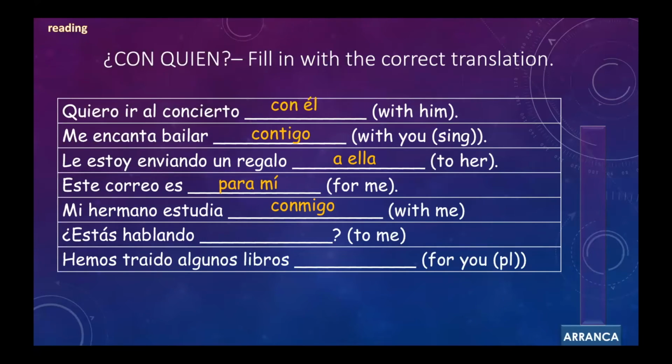Now, this is a good one, the next sentence, because it's estás hablando, and let's see where you got it right. Conmigo. Yes, you might be thinking like, why do you change to into with? Well, in Spanish, instead of saying to me, we say with me. So keep an eye on that. Finally, hemos traído algunos libros for you in plural. Para vosotros. Para vosotros. Okay.